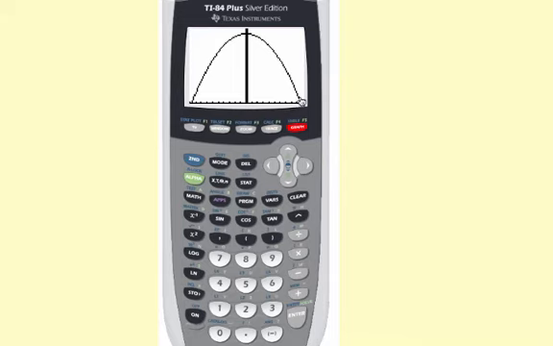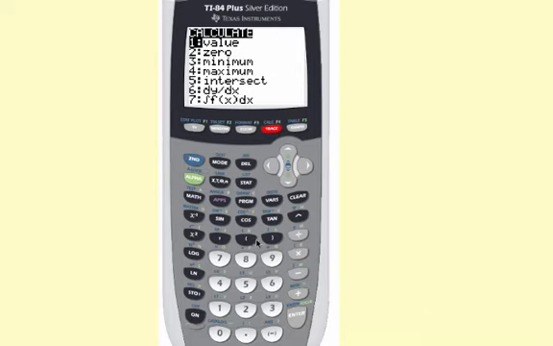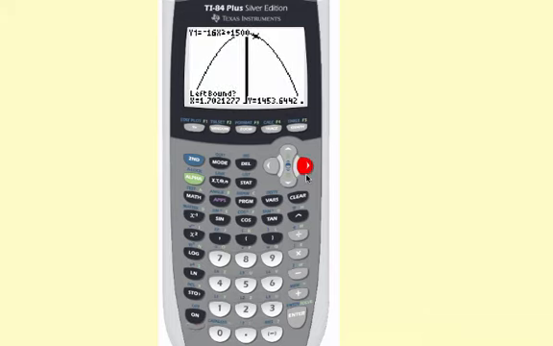And so if you wanted to find the time it took for the rock to hit the ground, you could just calculate the x-intercept. So I can calc zero, left bound, and then I'm going to move to the right of the zero. And I can tell it's to the right because the y value went negative. Okay, 9.68. So it would take 9.68 seconds for the rock to hit the ground, and that's ignoring wind resistance, of course.